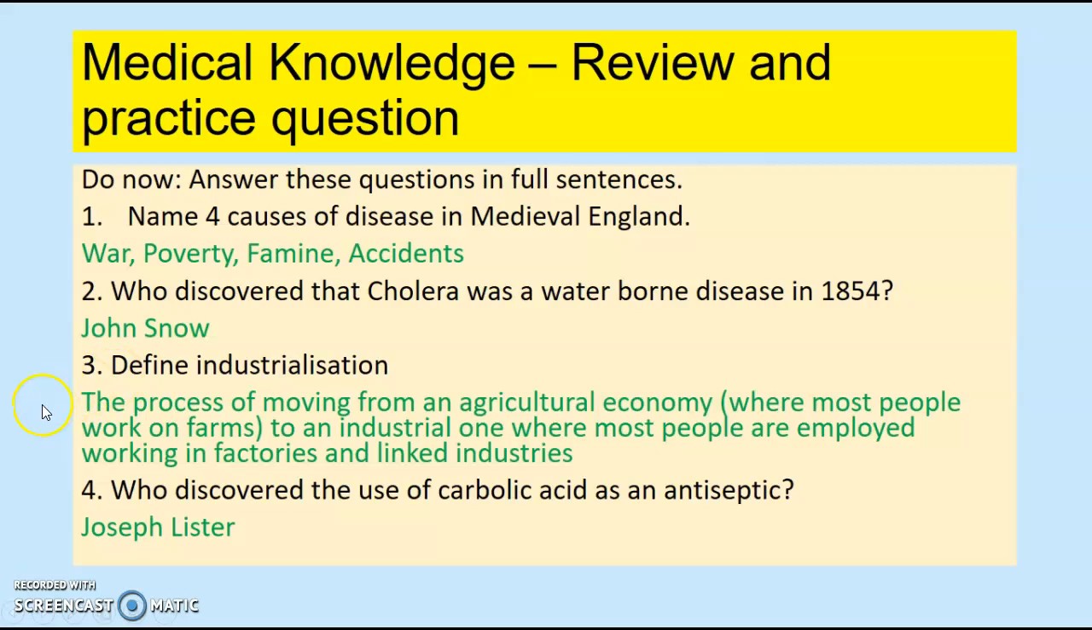The definition of industrialisation is the process of moving from an agricultural economy, where most people work on farms, to an industrial one, where most people are employed working in factories and linked industries. Please make sure you add this full definition to your answer. And finally, question number 4, the discoverer of carbolic acid as an antiseptic was Joseph Lister. Please make sure you pause the video now and add to or correct your answers in green pen.